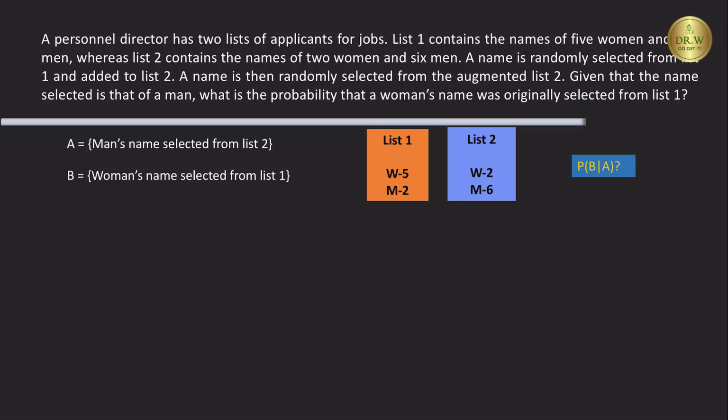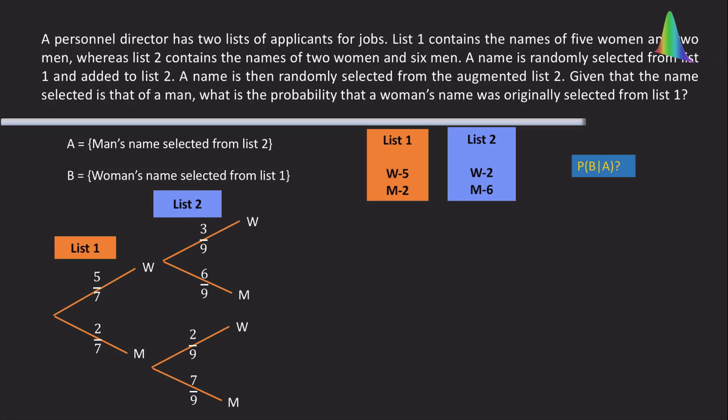Now I am going to draw a tree diagram for this example. So first list 1, you know here how many total? Total 7 and 5 women and 2 men. So this represents the first list. Then go to the second list. But keep in mind what they are doing here. They pick one from the list 1 and add to the list 2. Now you have only 8 in list 2, but once you added 1, then it becomes total 9.